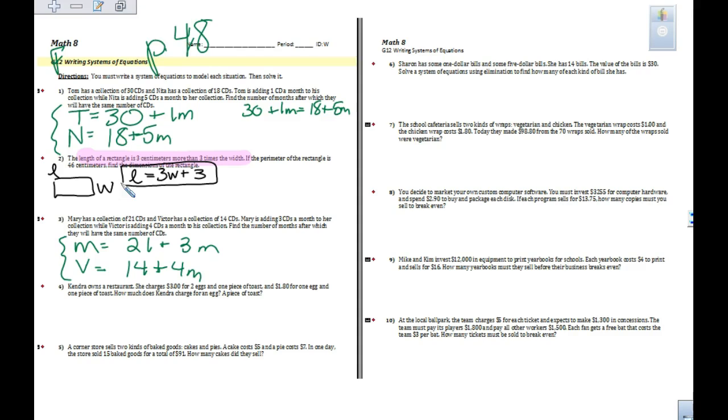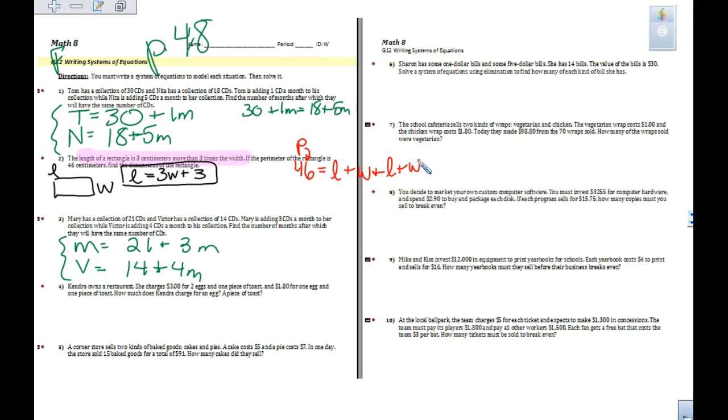Okay? The next equation deals with perimeter. They tell us the perimeter is 46. How do we find perimeter? Add up all the sides. So I'm going to give you a variety of equations that you could use. You could say 46, which is our perimeter, is equal to length plus width plus length plus width. Okay? That's a perfect equation.